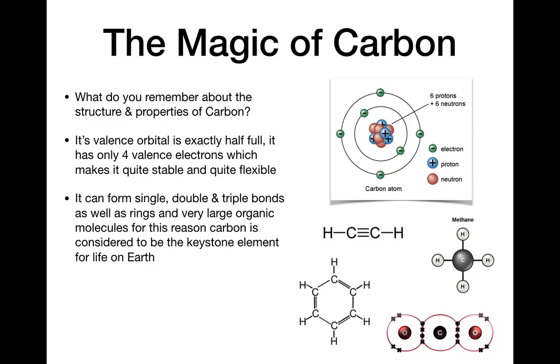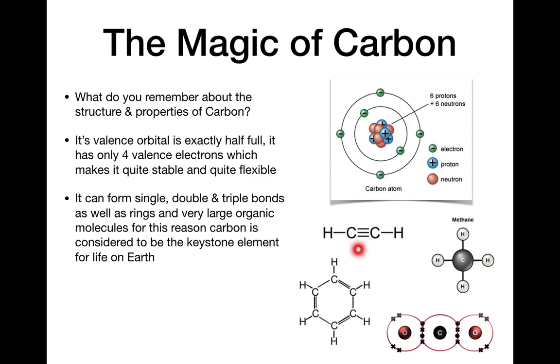Because of this, it can form single bonds, like here's a carbon with 4 single bonds to 4 different hydrogens to make methane. We'll talk about methane in our climate change unit. It can also form double bonds, like here carbon dioxide has a double bond here and a double bond here. So each oxygen has 2 bonds with carbon, and the carbon has 4 bonds, 2 with each oxygen. It can form triple bonds, so here's ethylene, with a triple bond between the 2 carbons and 1 hydrogen on each side.